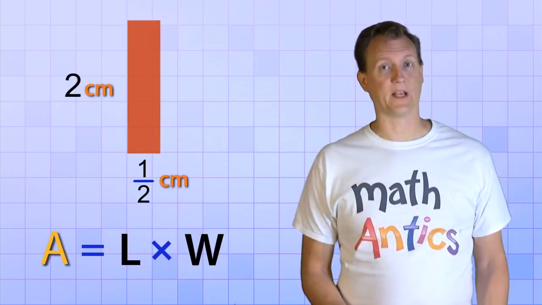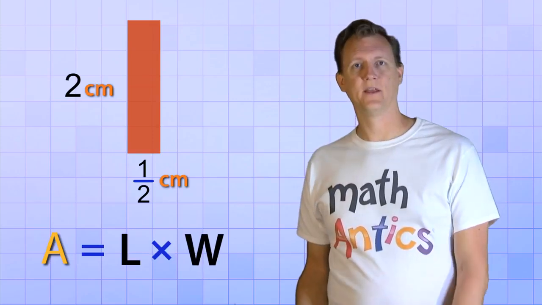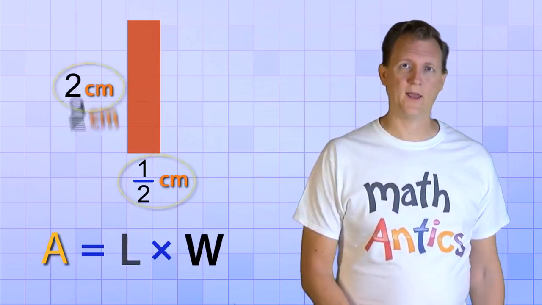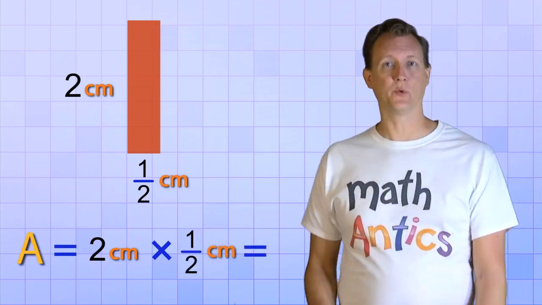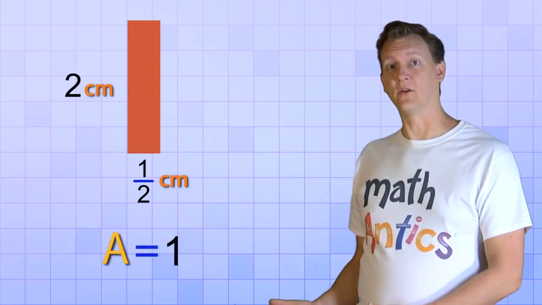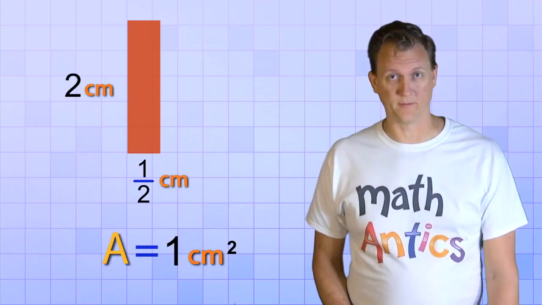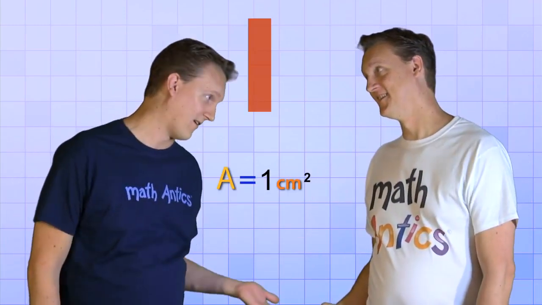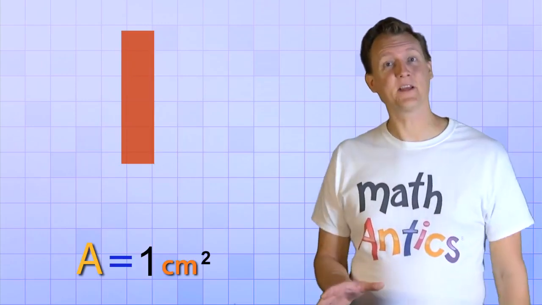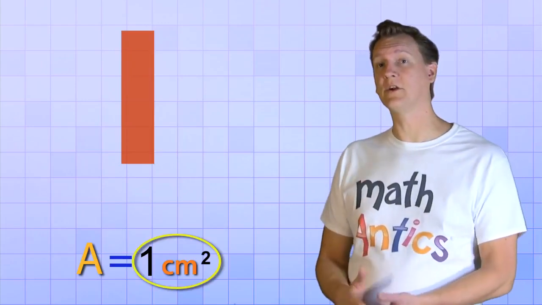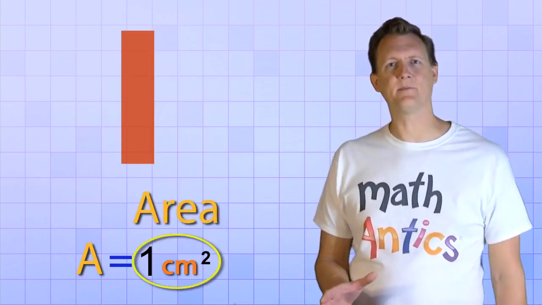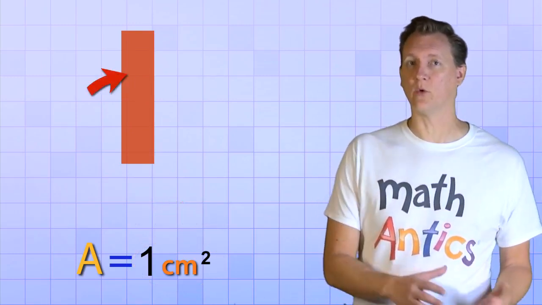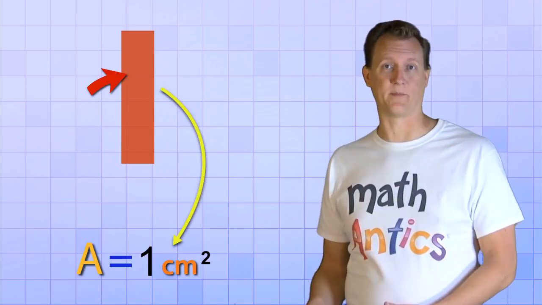And our formula, area equals length times width, tells us that we just need to multiply these two sides together to get our area. 2 times 1/2 equals 1. So this rectangle is also 1 square centimeter. How could that be a square centimeter? It's not even a square. But just because a shape takes up 1 square centimeter of area, that doesn't mean it has to be a square shape. It just means that the total area would be equal or the same as a square centimeter.